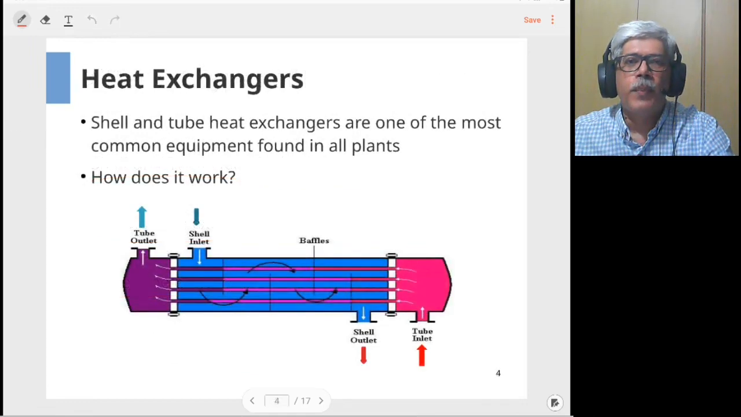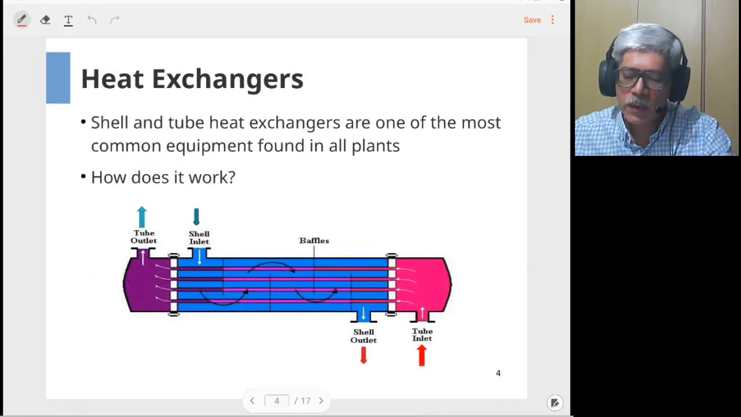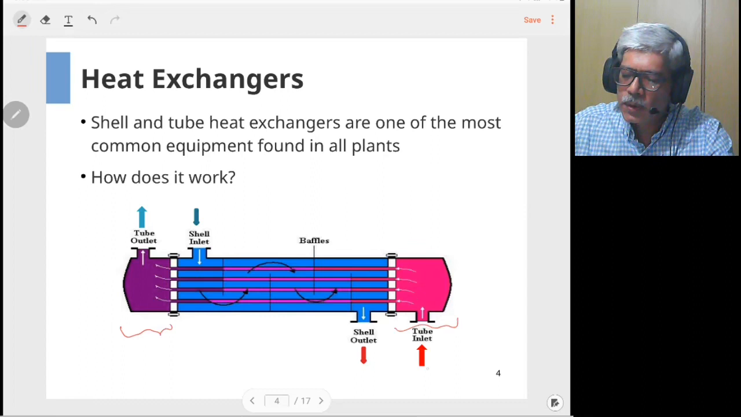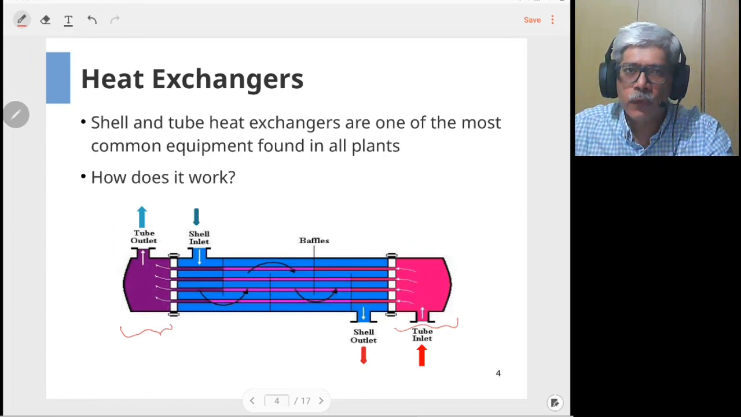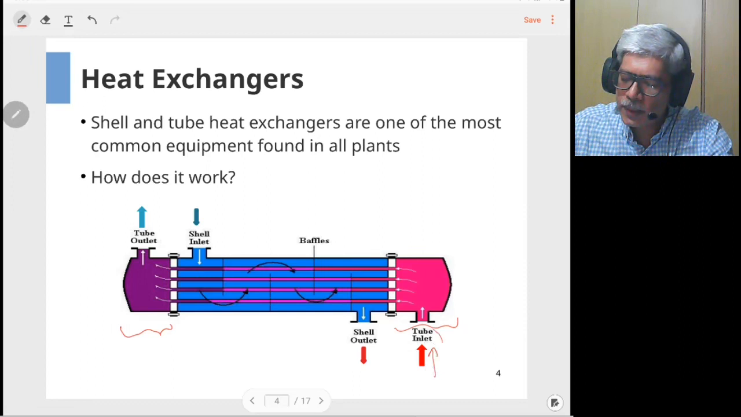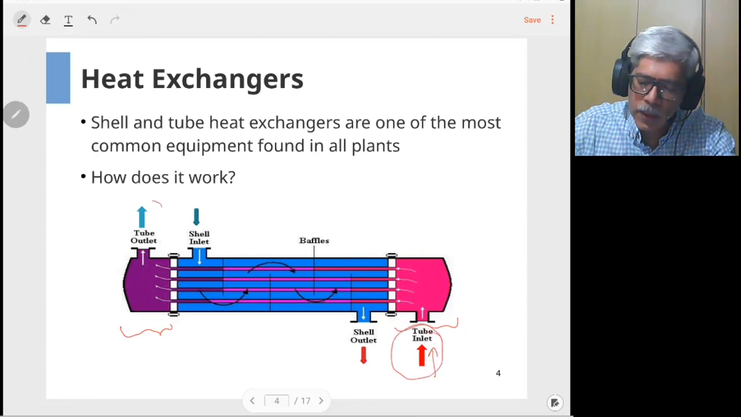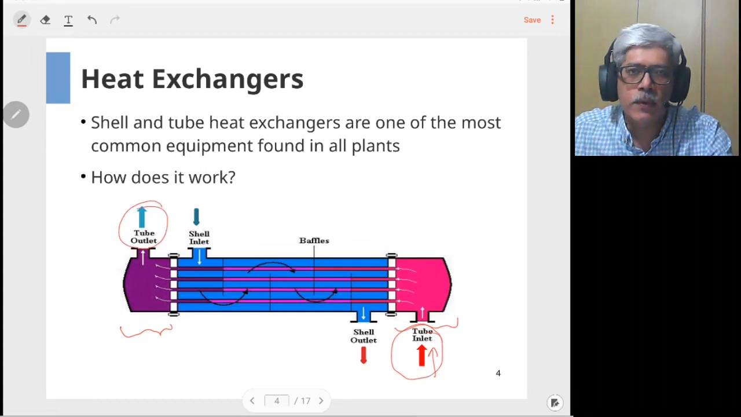A shell and tube type heat exchanger consists of essentially two chambers. One chamber is known as tube side. So in the tube side fluid flows. The tube side means the fluid which passes inside the tube. So you have, in the figure as shown here, the inlet shown on the right hand side and the outlet shown on the left hand side. So these are the tube side inlet and tube side outlet.